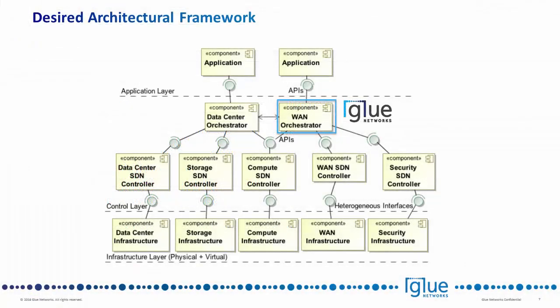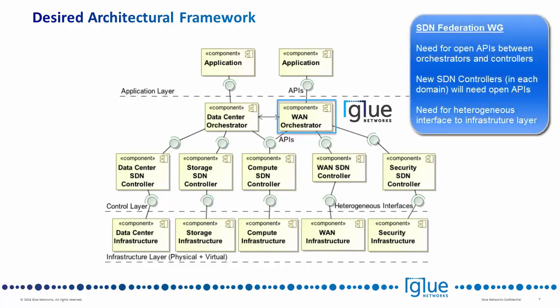In this proof of concept, we showed how in our current landscape, the orchestration layer can talk directly to the network layer to configure the application path to the data center. Taking a look at this working group's desired architectural framework, there's a need for open APIs and programmable interfaces between controllers and orchestrators and between controllers and the infrastructure layer elements. This would allow WAN orchestration to easily communicate to the other orchestrators as well as the various SDN controllers as they evolve for each infrastructure domain.